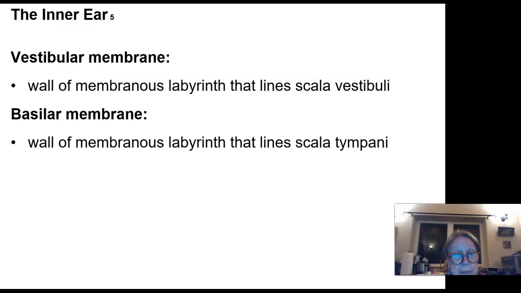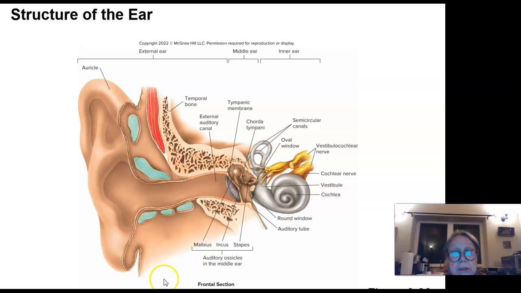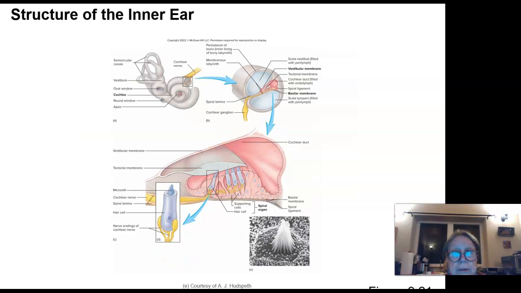It's made up of all these membranes. And here's a picture of the structure. Here's your cochlea.